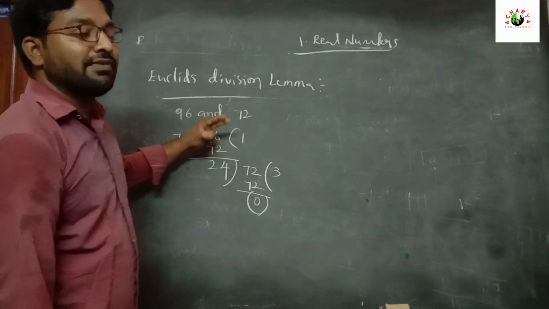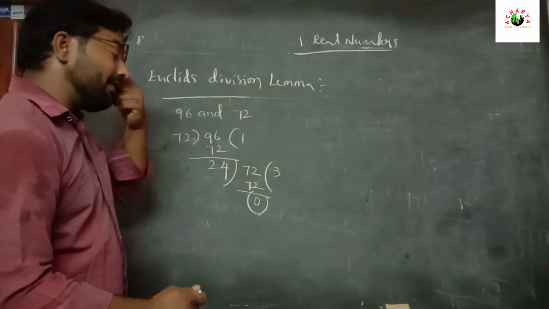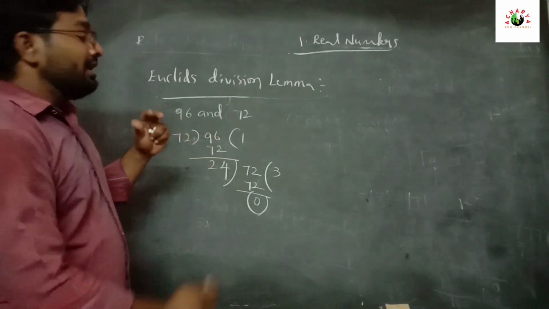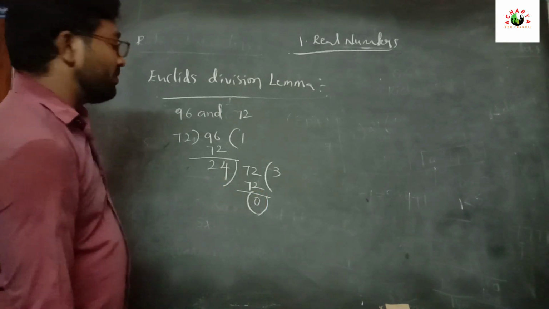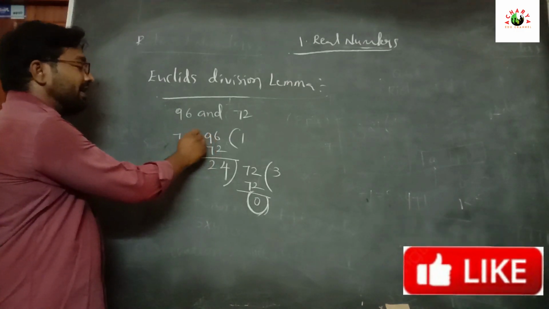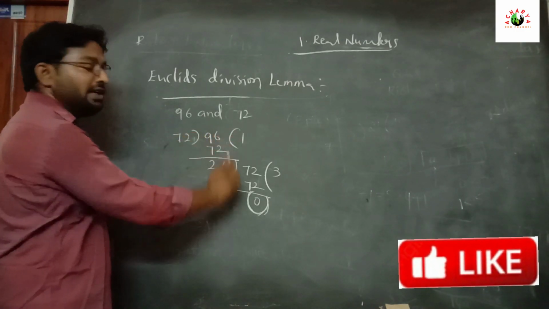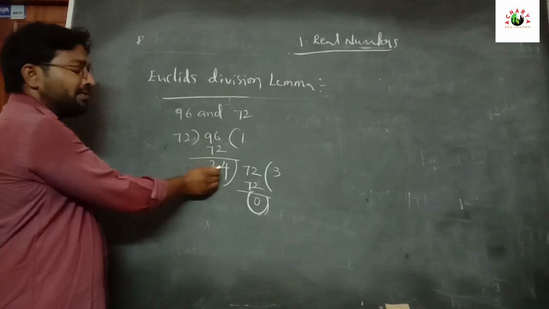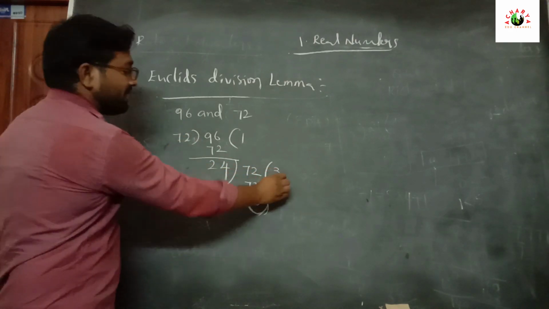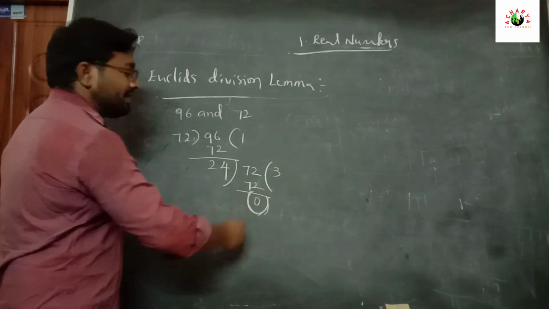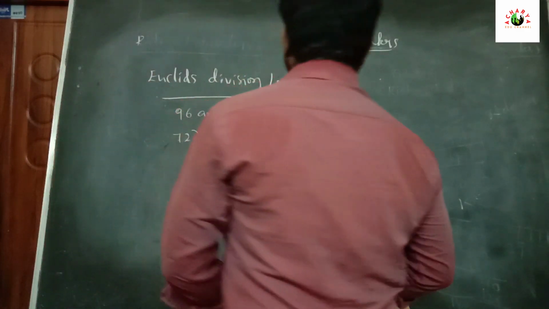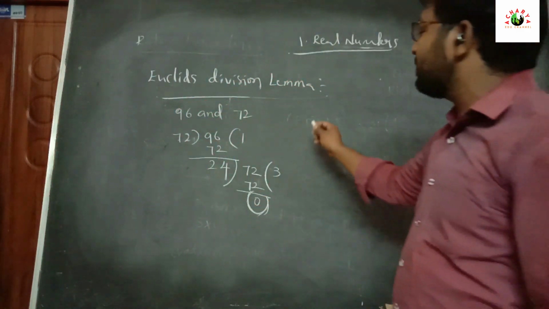This process we should continue until we get the remainder 0. Now we got the remainder 0. So once again, here 96 divided by 72. 72 ones are 72. Here the remainder is 24. Afterwards this divisor becomes the dividend. So 24 threes are 72. The remainder is 0. Now in this case, by using Euclid's division algorithm, what is the condition of Euclid's division lemma?